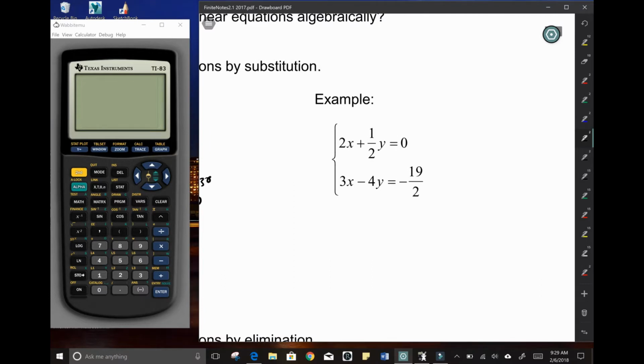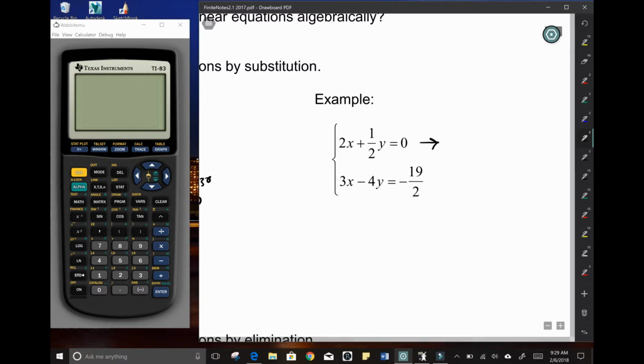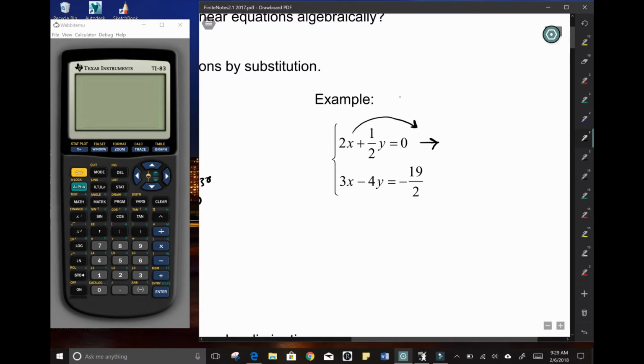Okay, this example here, it's not set up so much for substitution, but you still can do it. You just want to solve for a variable. So really, you can just use your algebra skills. I'm going to move 2x to the other side by subtracting it. And then I have 1/2 y is equal to negative 2x plus 0. You don't even need to write that. But just know that you need to get rid of the 1/2. And you can do that by multiplying everything by the reciprocal of 1/2, or 2. And that means that y is equal to negative 4x.